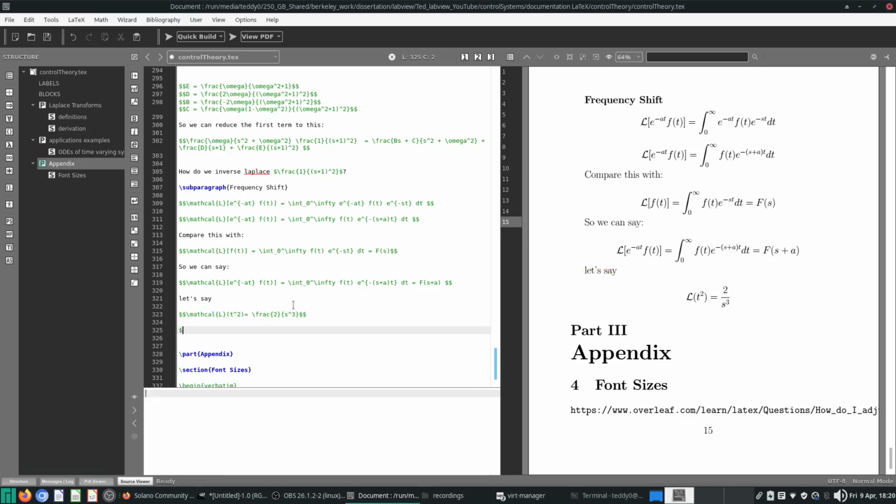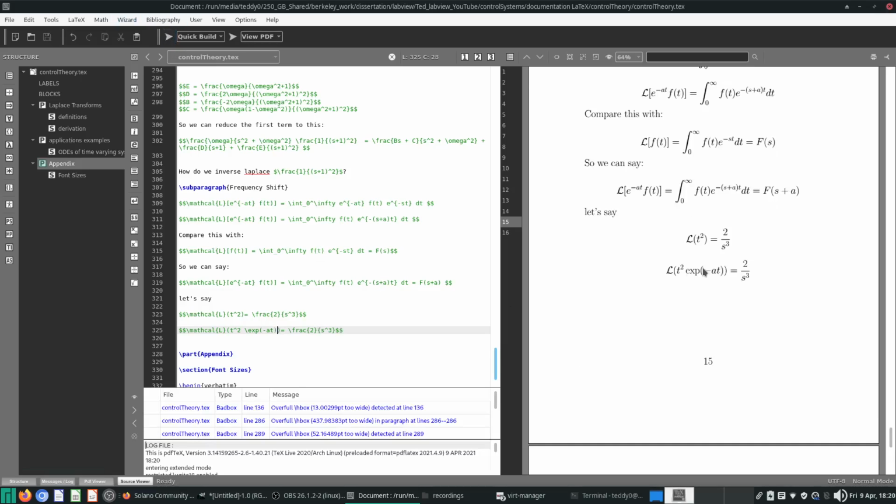So the frequency shift property is very simple. If we were to multiply by an exponential, for example e to the minus at, and take the Laplace transform, how do we do this? Everywhere we see s in the original thing, we just replace it by s plus a.